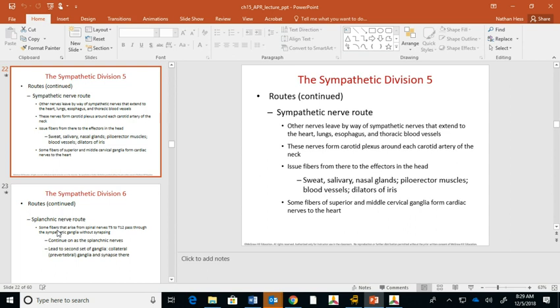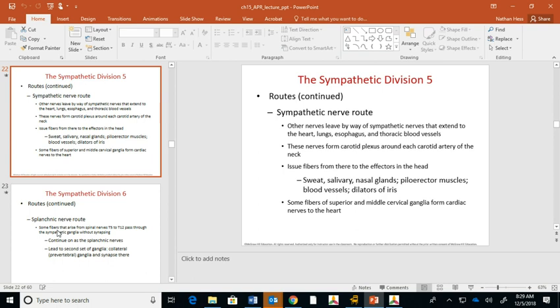The second piece is the sympathetic nerve route. In this one, these are the effectors that go to the head and the thoracic cavity. Other nerves leave by way of sympathetic nerves that extend to the heart, lungs, esophagus, thoracic blood vessels. They go to the sweat, salivary and nasal glands. Again, those piloerector muscles, the blood vessels, the iris in your eye, right, your pupils, that controls how much light comes in. This changes, and this is caused by these sympathetic nerves that are moving to those structures.